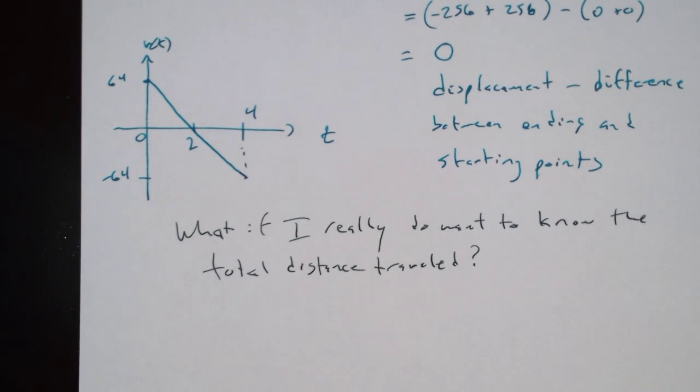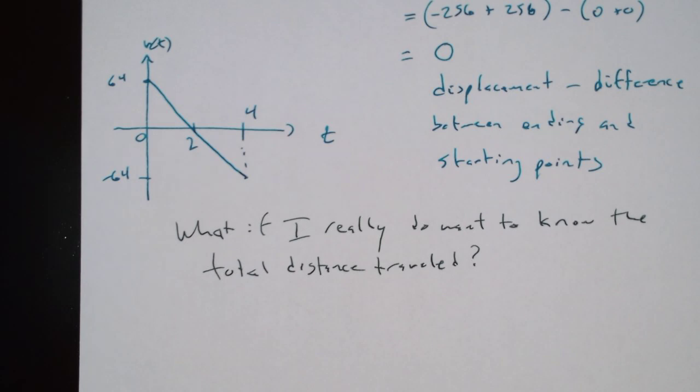Then I really care not about which direction I'm going, but just that I'm going, right? So I need to treat distance up and distance down as if they were really pointing the same way.